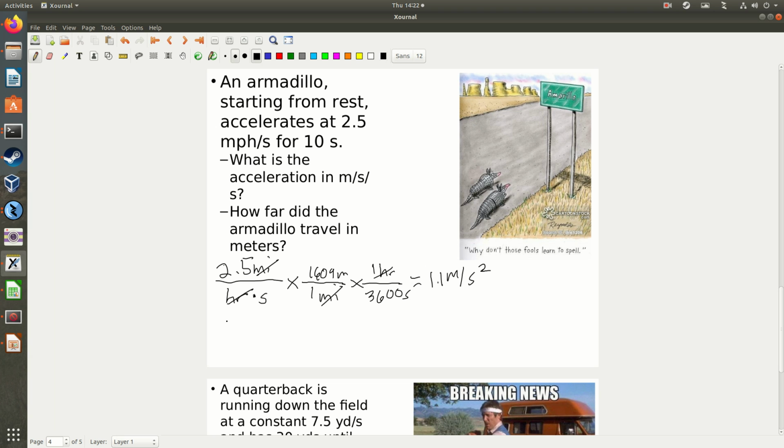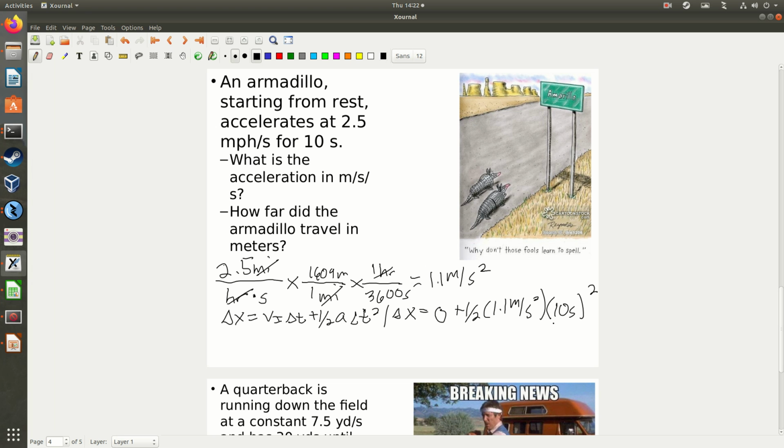How far did the armadillo travel? Well, as I said in the last lecture, delta x is equal to vi delta t plus 1/2 a delta t squared, which is probably my favorite equation. We're going to use that. So delta x, notice that the armadillo started from rest, so its delta x is equal to 0 plus 1/2 of the acceleration of 1.1 meters a second squared, and then your time squared, which is 10 seconds.